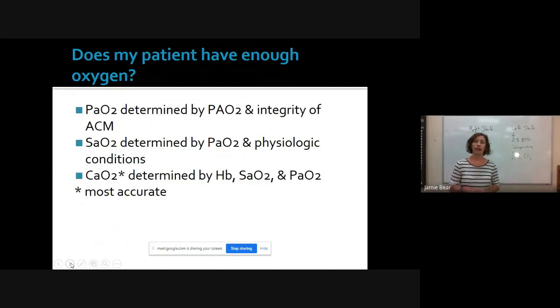And then finally, our CaO2, which is our content of oxygen, and that's the one that we consider most accurate, meaning it's the best global indicator because it takes into consideration the hemoglobin values, the saturation, and the dissolved portion of oxygen. As I said, all of those factors have to be present and adequate for us to say that our patient has the appropriate amount of oxygen.